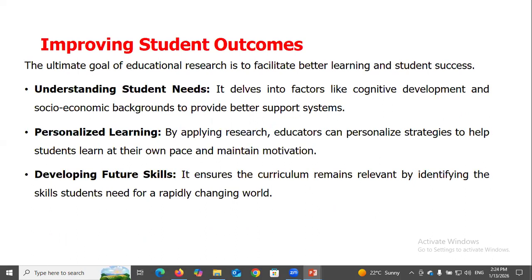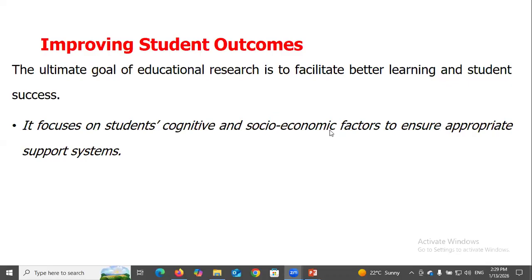Improving students' outcomes. The ultimate goal of educational research is to facilitate better learning and students' success. Understanding students' needs: it delves into factors like cognitive development and socioeconomic backgrounds to build a better support system. It focuses on students' cognitive and socioeconomic factors to ensure appropriate support systems.